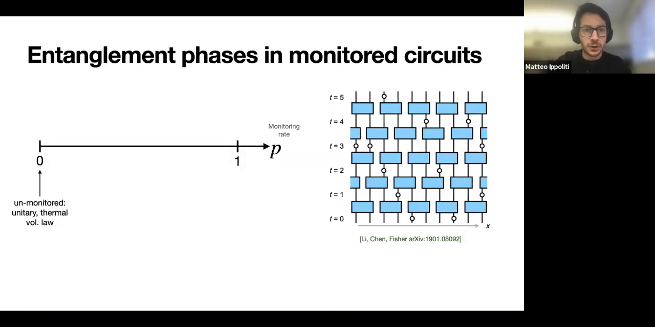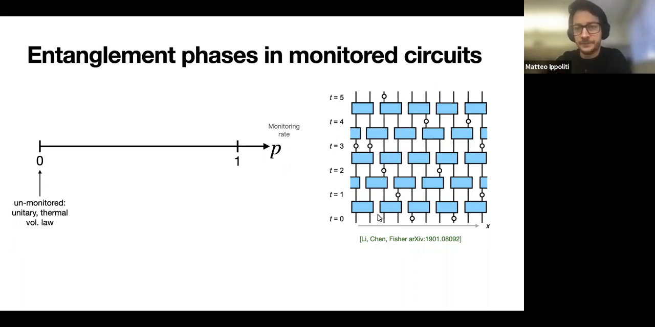So to give you some more context, I know some of you are experts, but just as a basic primer on entanglement phases in monitored circuits, the type of setup we're thinking about is something like this, with a one-dimensional array of qubits. These vertical lines are the world lines of the qubits, and the qubits are interacting with their nearest neighbor through these unitary processes called gates. They're just 4x4 unitary matrices that take two qubits in and spit out two qubits.